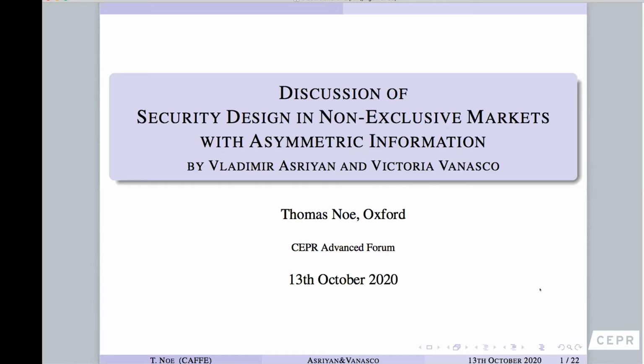This is an interesting paper to me, and as well as being a wonderful paper, one thing I liked about it is that it reminded me of my youth, because I remember studying these models where uninformed agents post prices, Rothschild-Stiglitz models, as a graduate student, and spending a lot of time on them. And so this kind of reminded me of that.